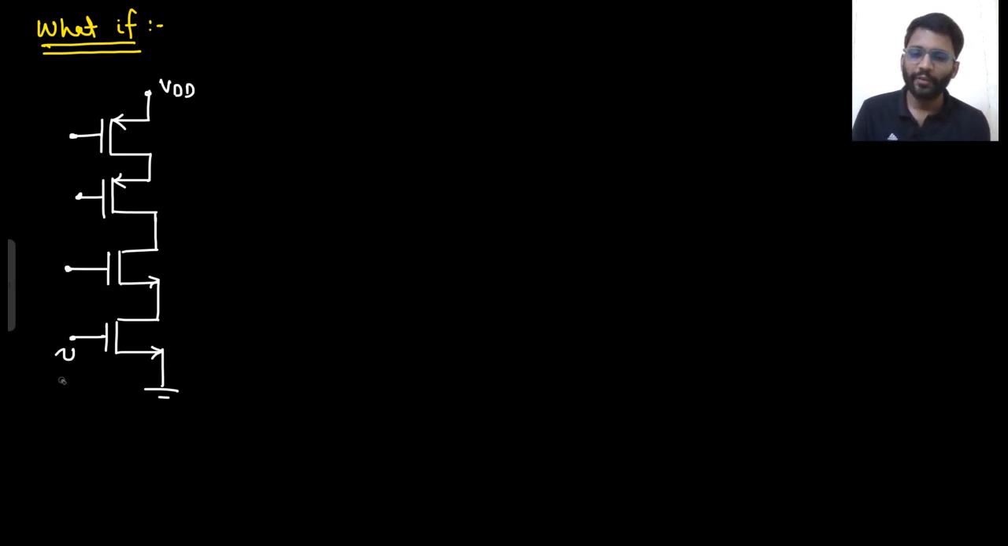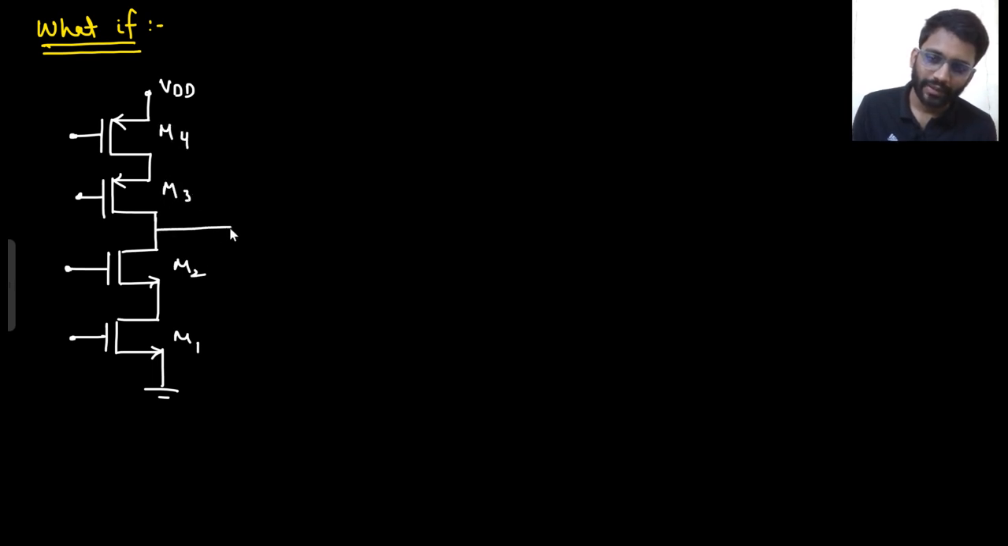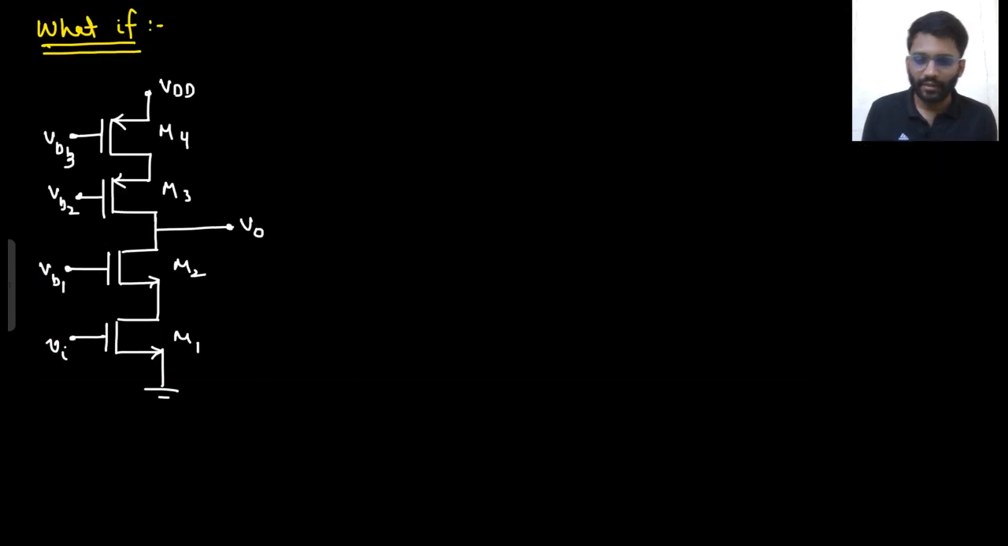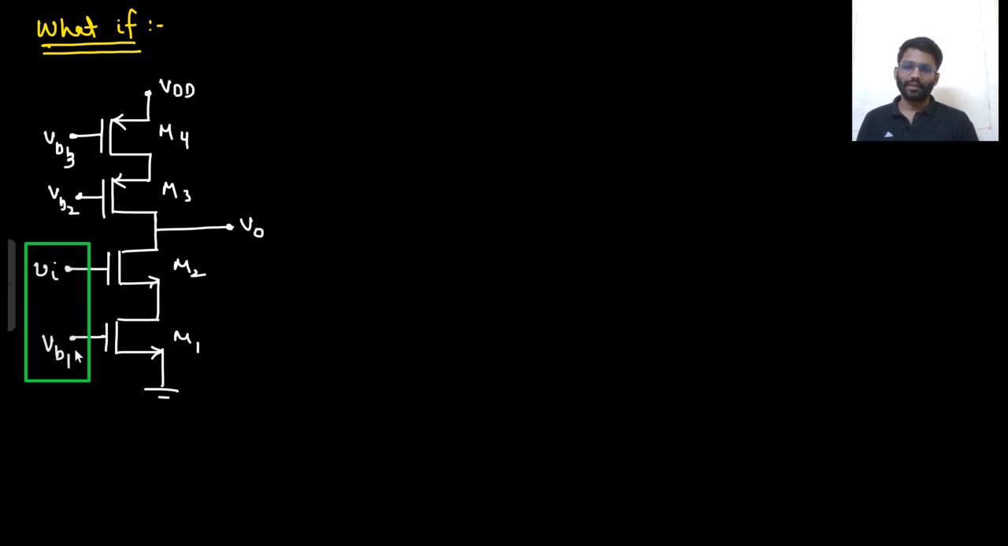So in the cascode amplifier, what we were doing, we were applying the input at this M1. This was M1, M2, M3, M4. Here we were collecting our output. So this was our bias, VB3, VB2, VB1. And here we were applying the input, right? This we were doing. But what if I apply my input here? I apply my input here, and this is the bias. What if I do this? Okay, the main thing to notice here is this. I have applied my input on M2 and this is my bias.